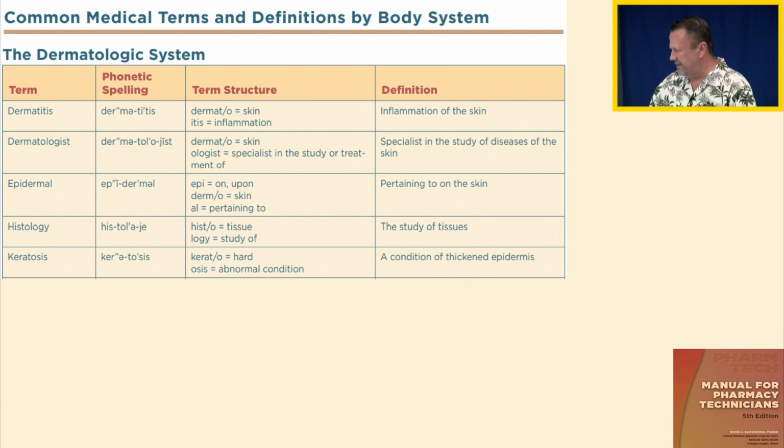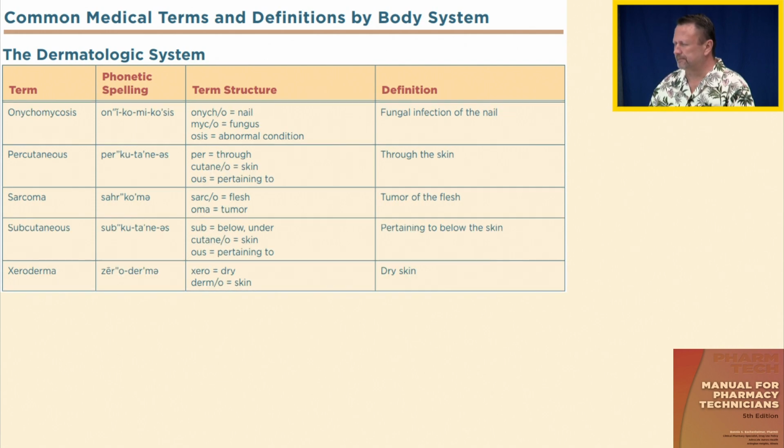Keratosis, again, is a thickening of the epidermis, the outer layer of skin. Onychomycosis is fungal infection of the nails, either toenails or fingernails. Percutaneous means through the skin. Sarcoma is a type of cancer that's going to arise from the fleshy tissues. Subcutaneous, under the skin. Xeroderma, xero as in dry, derma as in skin.